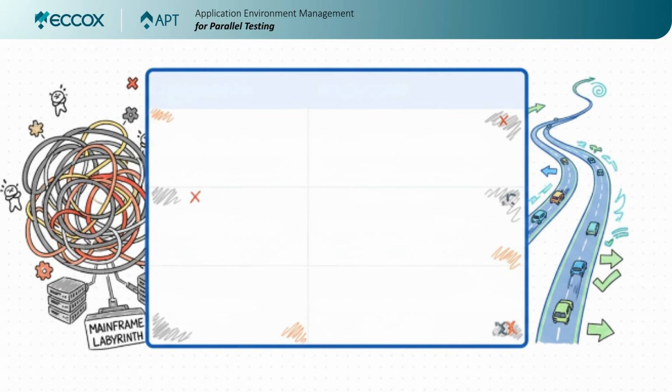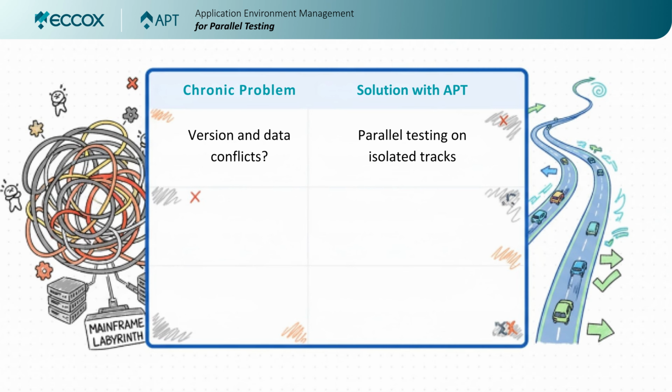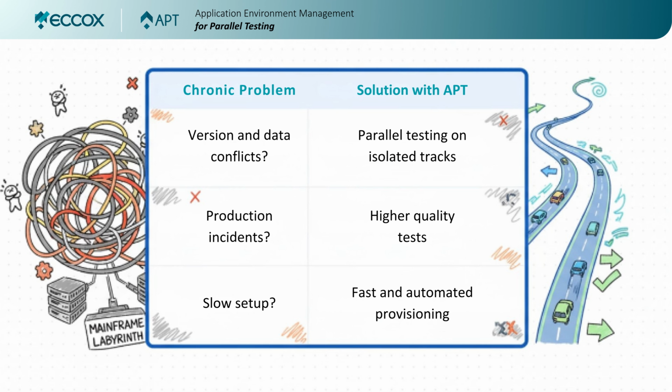This snapshot tells the story, a before and after you can feel. Version and data conflicts? Resolved. Squads test simultaneously on parallel tracks. Production incidents? They drop, because test quality rises. Slow environment setup? Replaced by fast, automated provisioning. In short, for every chronic problem, APT brings a direct, effective fix.